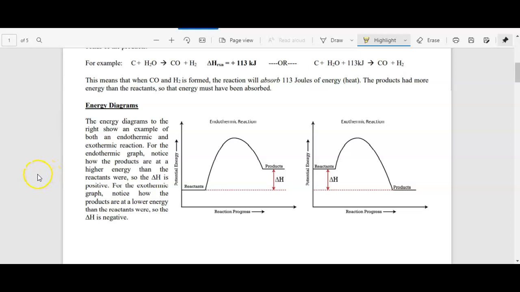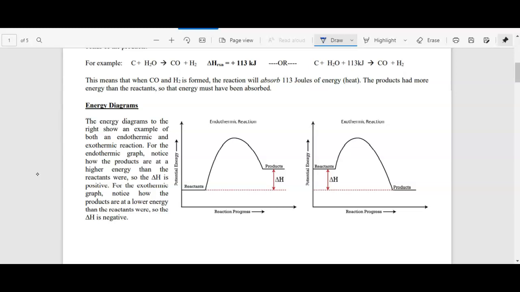For the endothermic graph, notice how the products are at a higher energy than the reactants were, so delta H is positive. For the exothermic graphs, notice how the products are at a lower energy. So what I want y'all to see real quick on here, if this is measuring potential energy, this is heat. We started low, and then you can see here this curve.